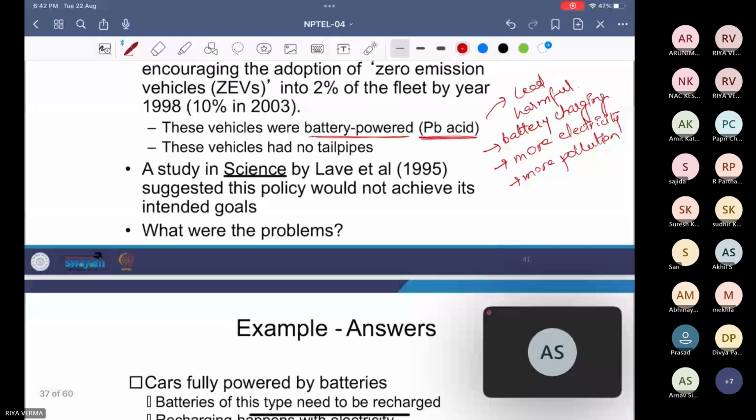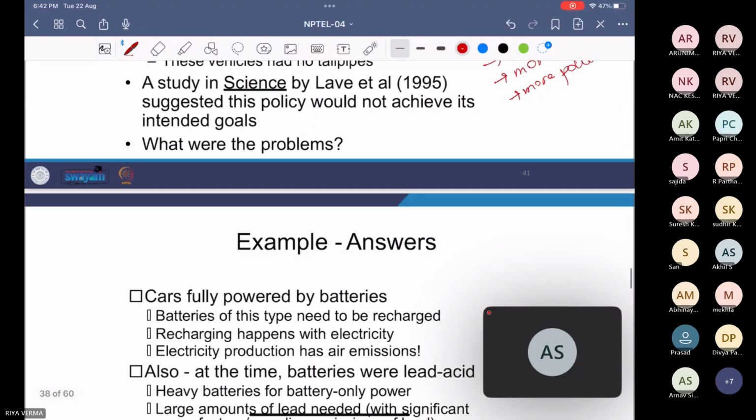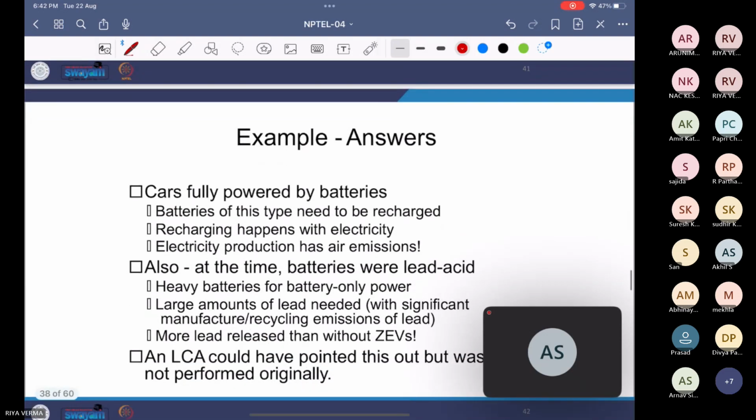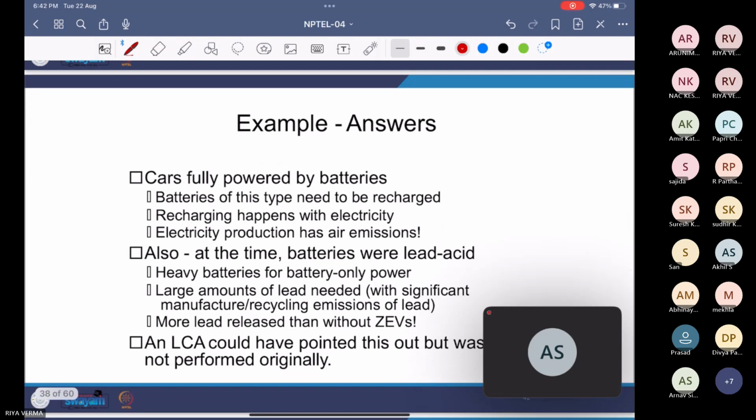And the study in Science by Lave et al. 1995 suggested that this policy would not achieve its intended goals. So, what were the problems? As I've discussed, the cars were fully powered by batteries. Batteries of this type need to be recharged, and recharging happens with electricity, and electricity production has air emissions, right? So this was the major problem. Also, at the time, batteries were lead acid.